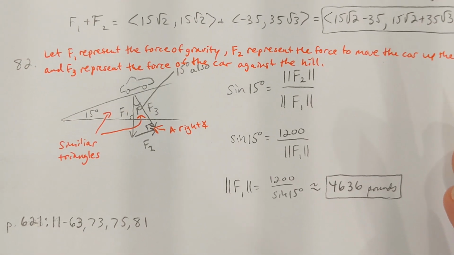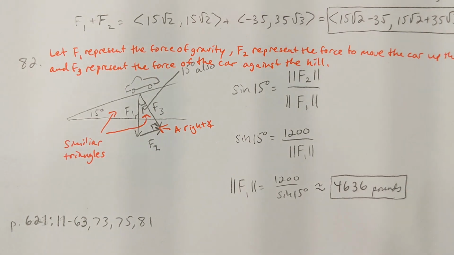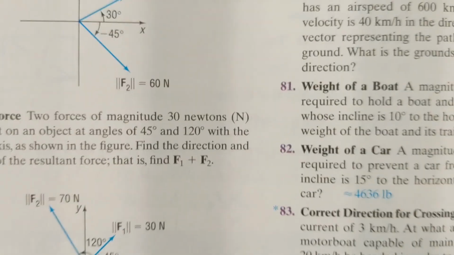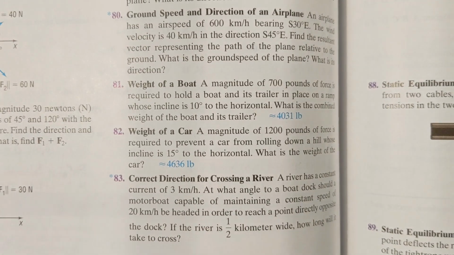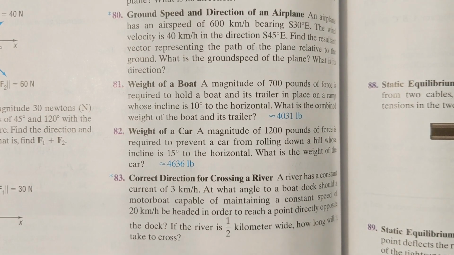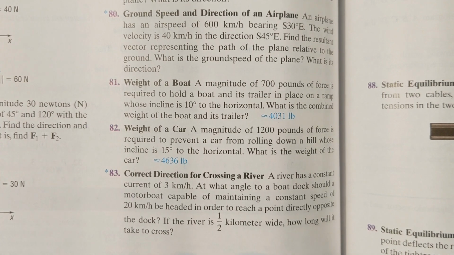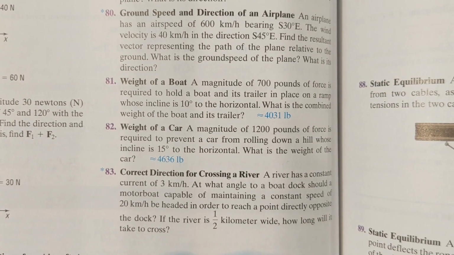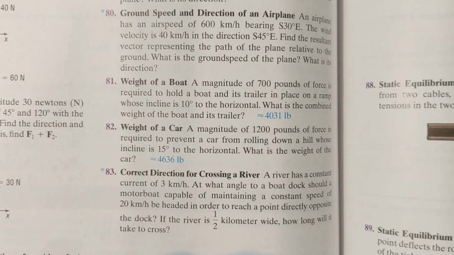Problem 82 was the last problem that I had selected. It's just another application of vectors, so let's take a look at that one next. We want to find the weight of a car. It says that a magnitude of 1,200 pounds of force is required to prevent a car from rolling down a hill whose incline is 15 degrees to the horizontal. What is the weight of the car?